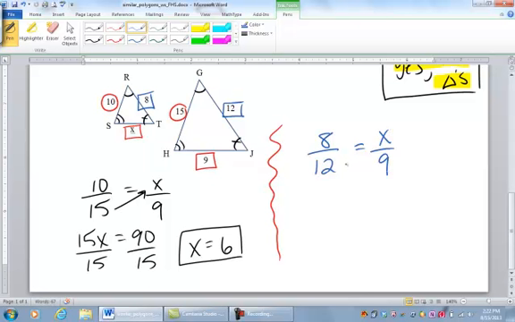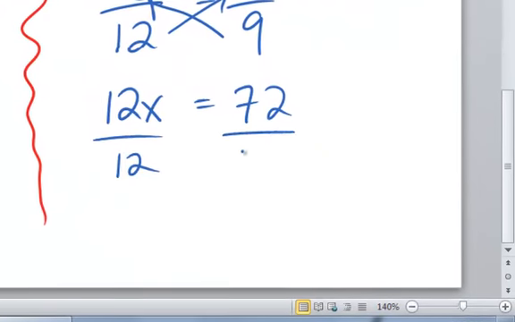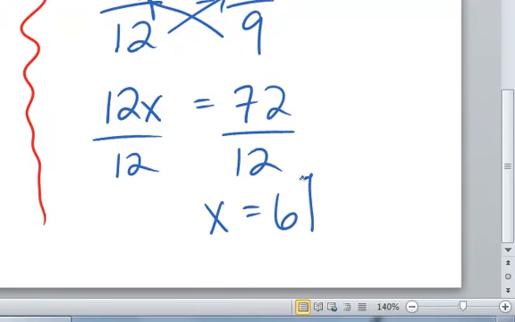And so again, we're just going to cross multiply. So we get 12x, keep the equal sign. 8 times 9 is 72. Divide both sides by 12. And you get x equals 6. So we got the same answer either way. And it's just by setting up a proportion and solving.